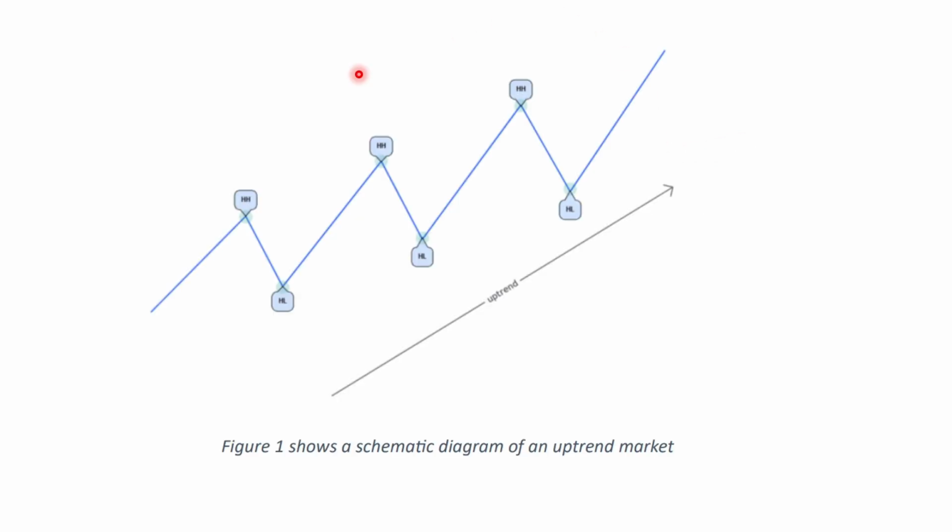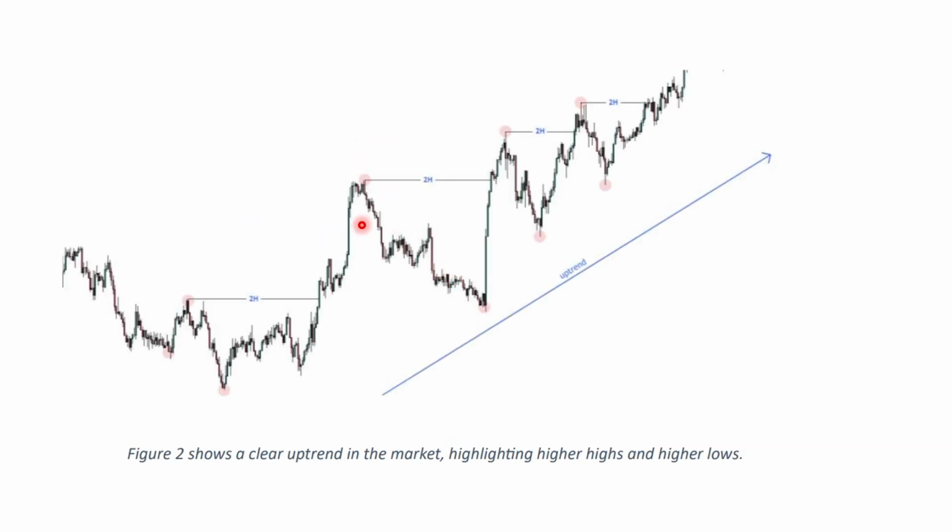This shows a schematic diagram of an uptrend, making a series of higher highs and higher lows. HH means higher highs, HL means higher lows. So higher highs, higher lows, higher highs, higher lows. You get the point. This figure shows an actual diagram in the market, highlighting the higher highs, higher lows, higher highs, and higher lows.